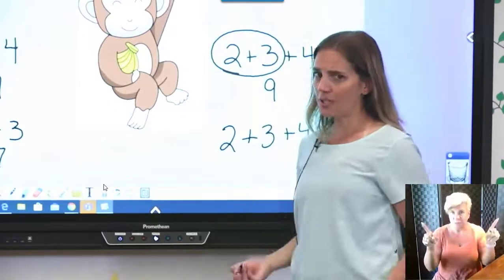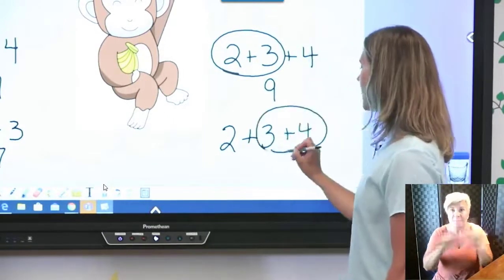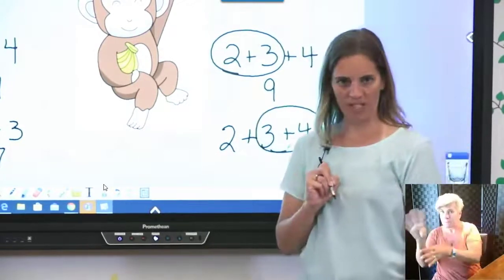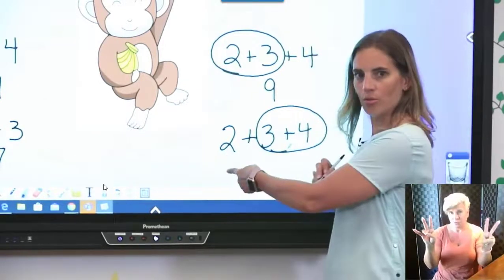Well, what if I take that same problem and this time I group my numbers differently? So I'm going to use that associative property again, but I'm going to do a different group. This time I want to group 3 and 4. Well, what's 3 plus 4? Perfect, 7. And 7 plus 2, isn't that still 9?